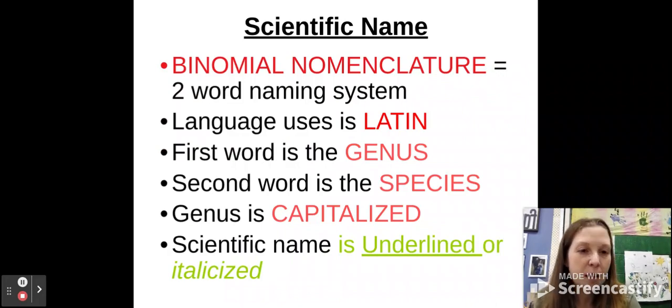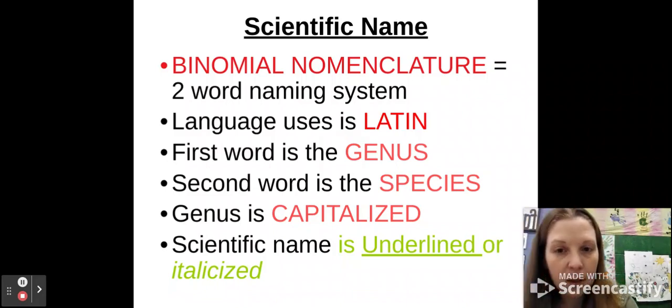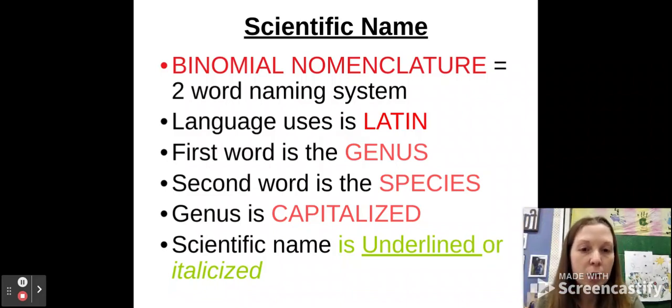And when you name a scientific name for a species, an organism, anything like that, it is a binomial name. Bi means two, nomial means name, so a two-name nomenclature. The language that we use is Latin, which is a dead language, but we still use it here for our naming purposes. The first word that you always say is the genus. The second word is the species. The genus is always capitalized. And then the scientific name is underlined or italicized whenever you see it in some sort of writing.